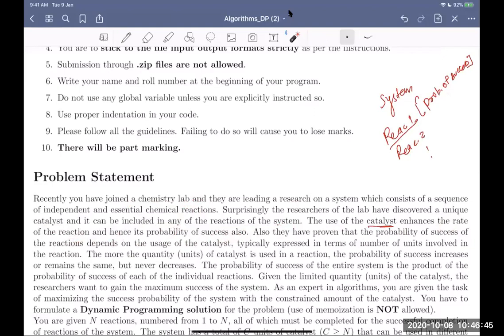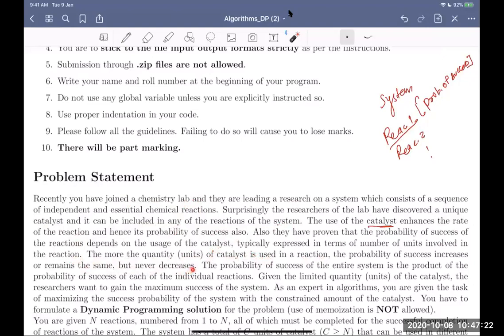Now, what they have also proven is that the probability of success for a given reaction depends on the usage of the catalyst. And that is typically expressed in the number of units that are involved. So think of the catalyst as coming in units. So you can use 1 unit, 2 units, 3 units, and so on of the catalyst. And what they have seen is, the more the quantity or units of the catalyst that they use in the reaction, the probability of success increases or remains the same. Okay, but it never decreases.